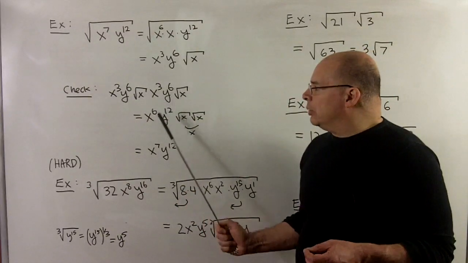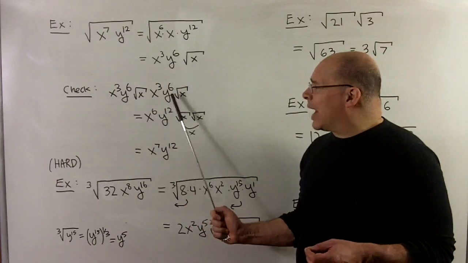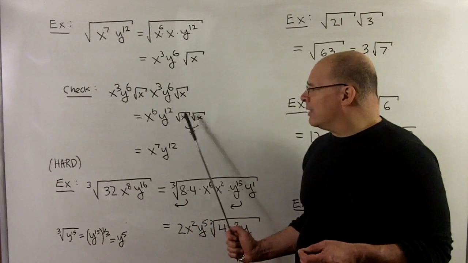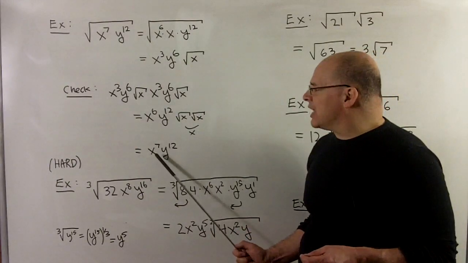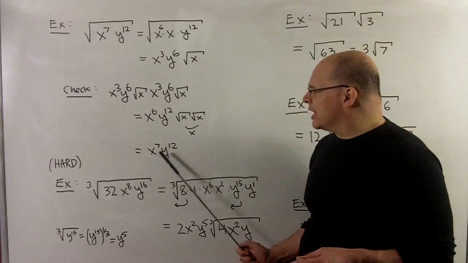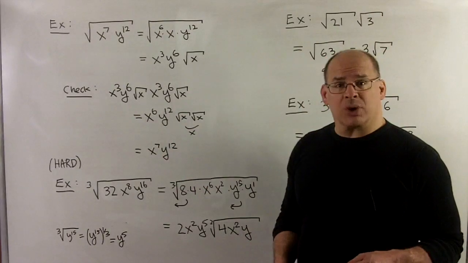X cubed goes to x to the 6. Y to the 6 goes to y to the 12. Square root of x, we noted from before, is just x, and so the x to the 7 comes out as promised. And so we match, and that checks our work.